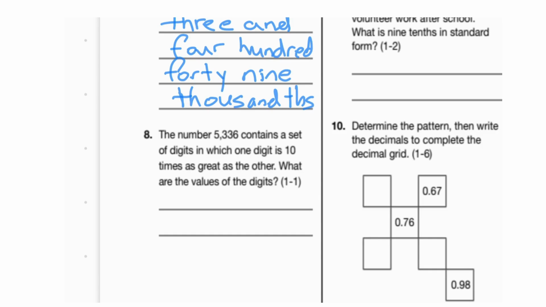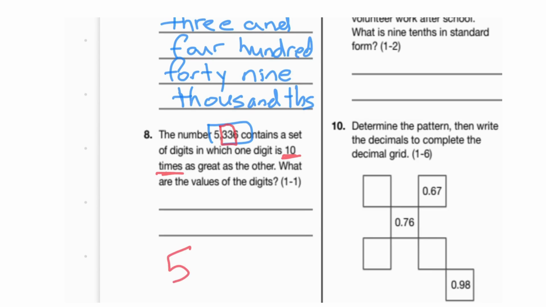Looking at number 8, the number 5,336 contains a set of digits in which one digit is 10 times as great as the other. So remember what we said when they're talking about 10 times as great, it's got to be the two numbers that are the same. So we have the 3 in the hundreds place and 3 in the tens place. So what are the values of the digits?